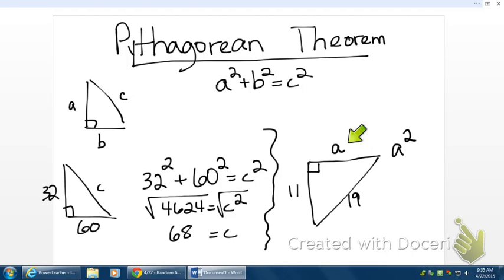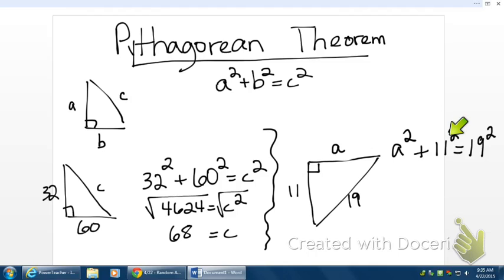So we're solving for A now, a little bit different than the first example. Still uses the same exact formula though. So A squared plus B squared, what's my B? 11. Is equal to what? 19 squared. Don't get confused, even though this triangle is kind of flipped. Don't get confused about what's A, B, and C. Remember, A and B does not matter, and they connect to make this little right angle. The C value is always opposite of it. Opposite of that right angle is the C value. So make sure you have that set up correctly.